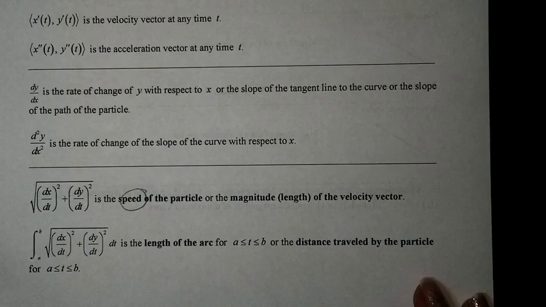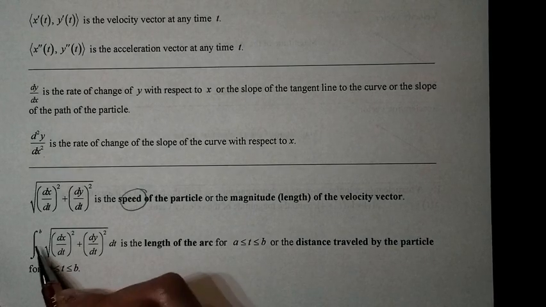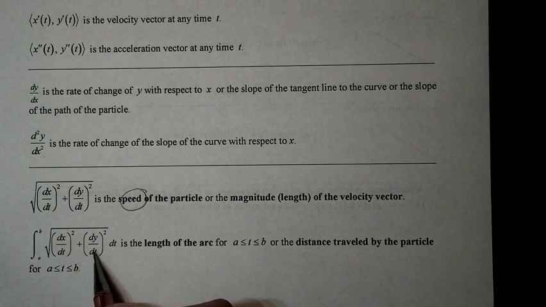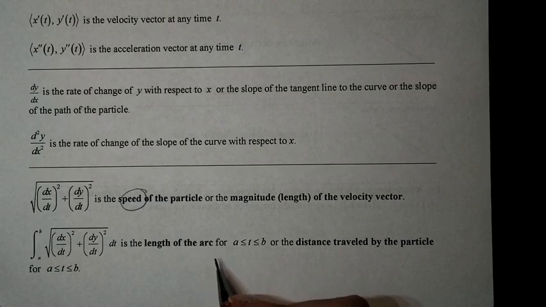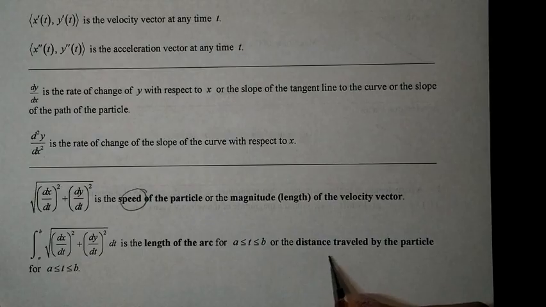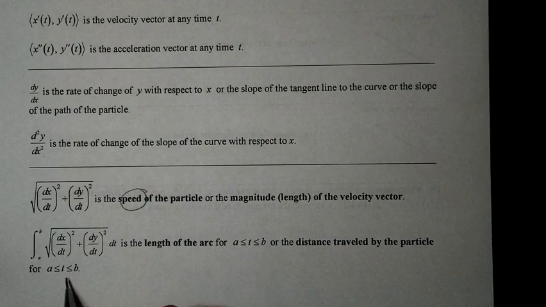Similarly, connecting this with yesterday's lesson, the integral from a to b of the square root of (dx/dt)² plus (dy/dt)² dt is going to be the arc length for t between a and b, or the distance traveled by the particle for t between a and b.